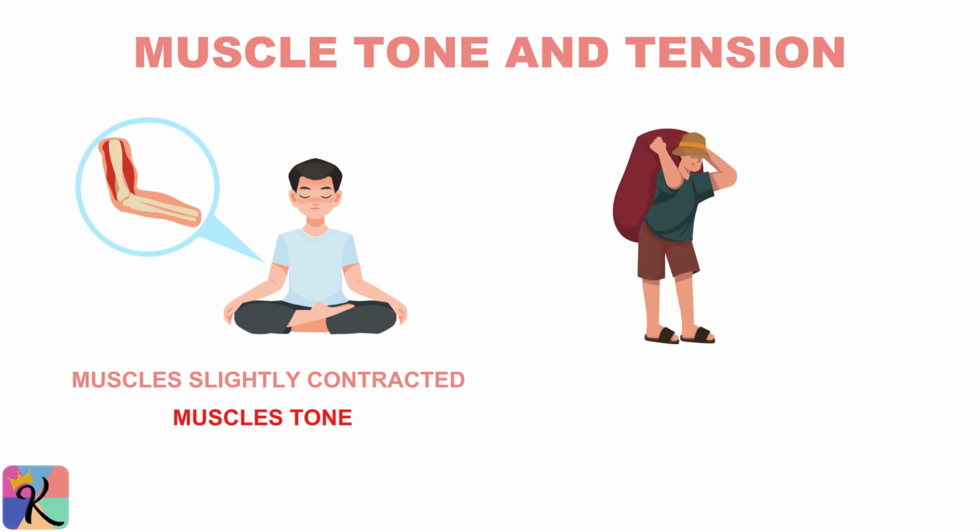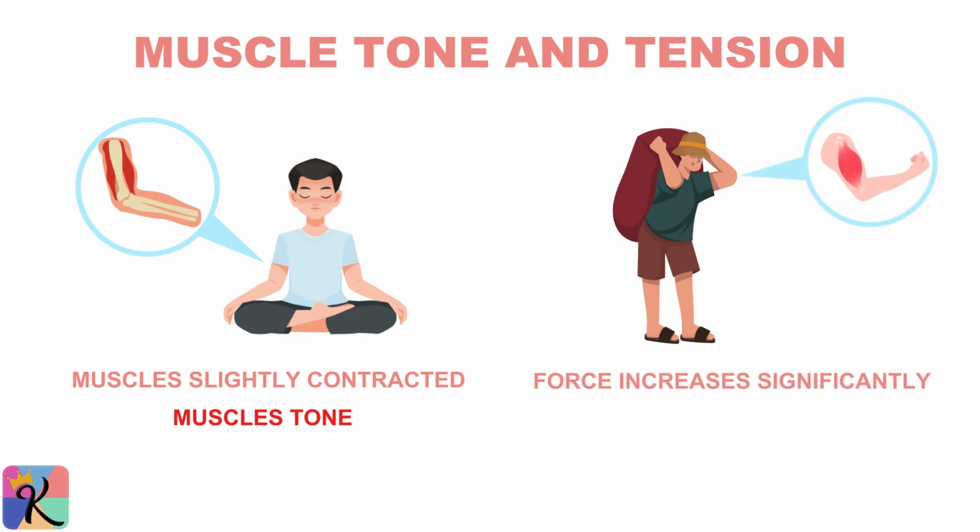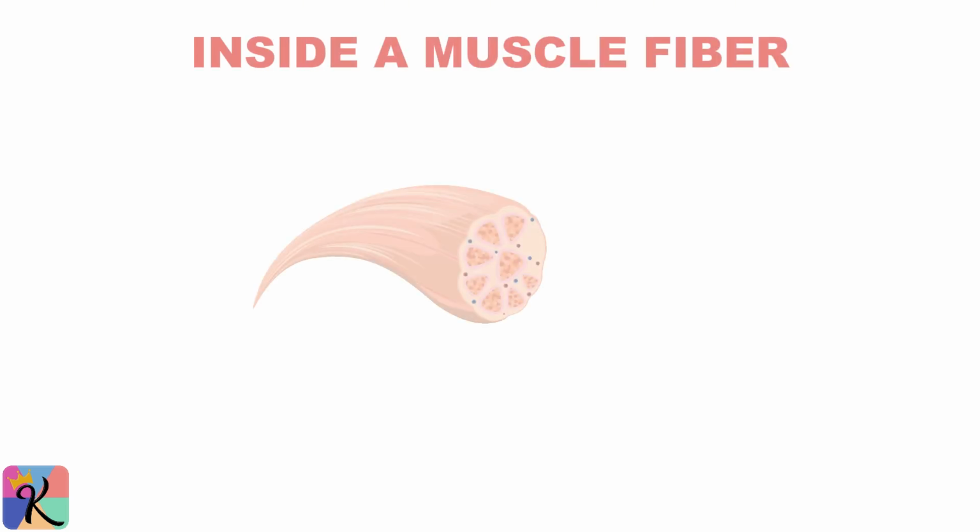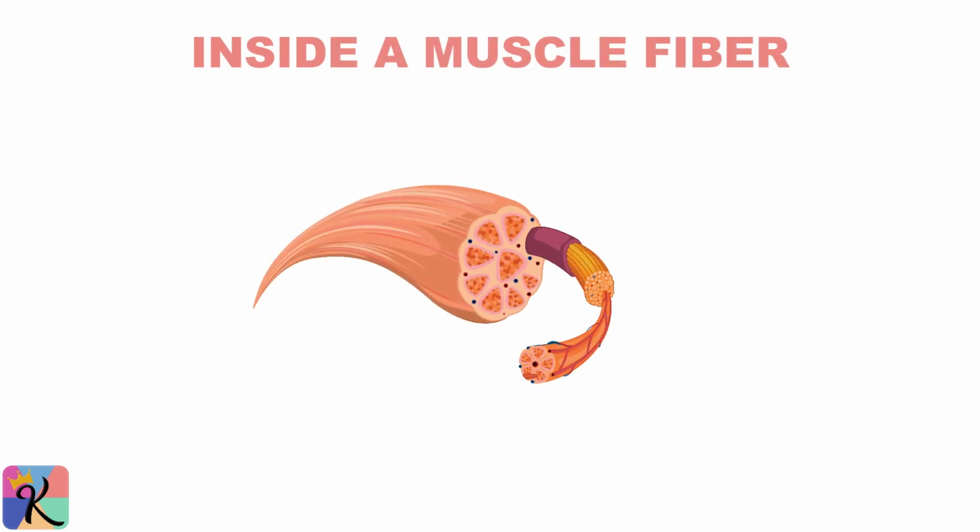Now, imagine picking up a heavy backpack filled with books. The force your muscles generate increases significantly beyond normal muscle tone. This active pulling force exerted by your muscles during contraction is called muscle tension. To understand how muscles contract, let's look inside a single muscle cell, or muscle fiber.